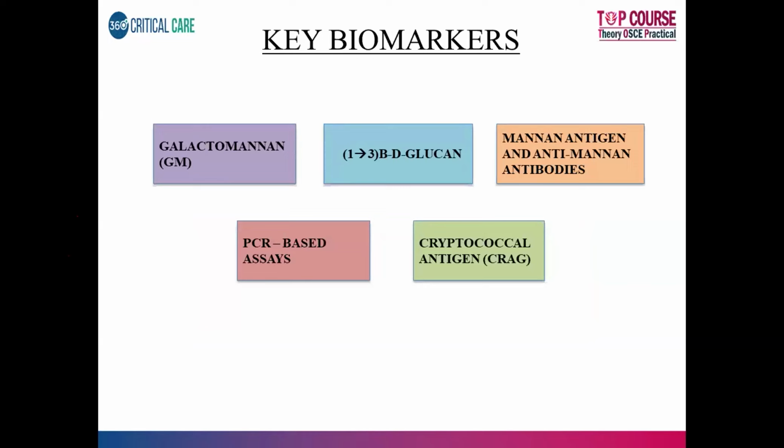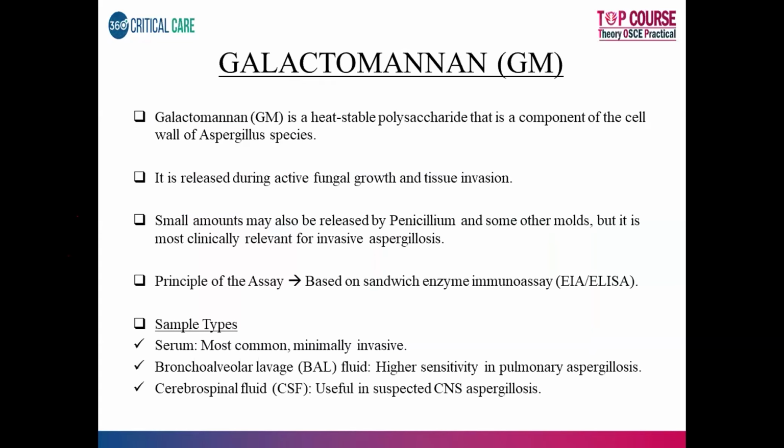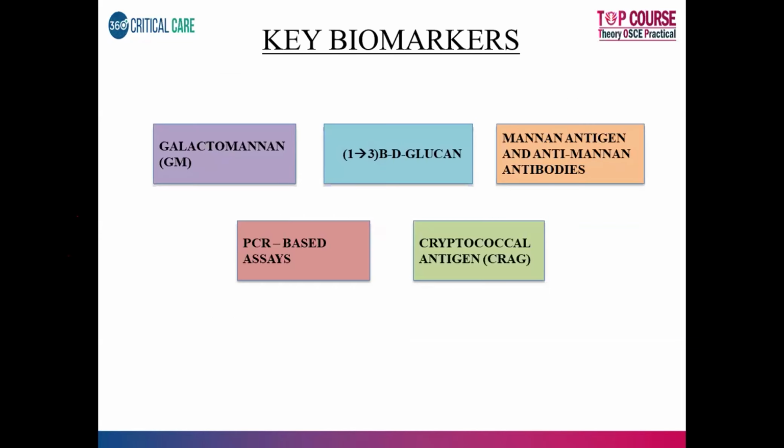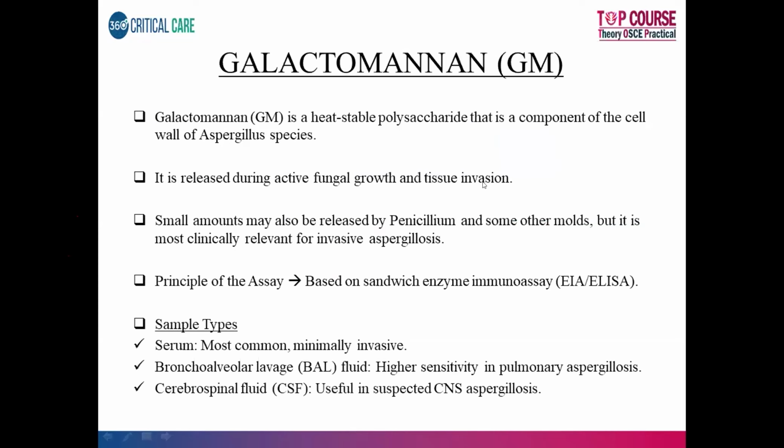So what are the key biomarkers? One is your galactomannan assay. Second, your 1,3-beta-D glucan. Third, mannan antigen and anti-mannan antibodies. PCR based assays, and your CRAG, cryptococcal antigen. Okay, so we'll discuss one by one. So first, at least you should know in detail about your galactomannan and beta-D glucan.